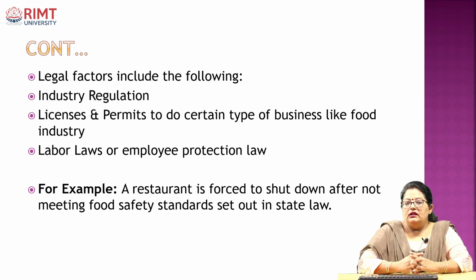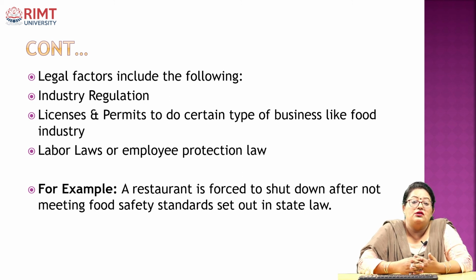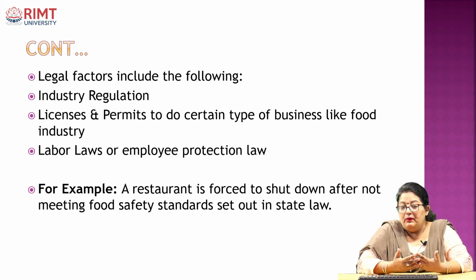So, legal factors include industry regulations. Every country has its own industry regulations. Every business has its own industry regulations. There are amendments in industry regulations most of the time. Then there are licenses and permits to do certain types of business, like the food industry. We need that kind of license if we want to open a restaurant, and even small eateries nowadays have to take certain kinds of licenses. Then we have labor laws or employee protection laws, etc. So, these are the legal factors.